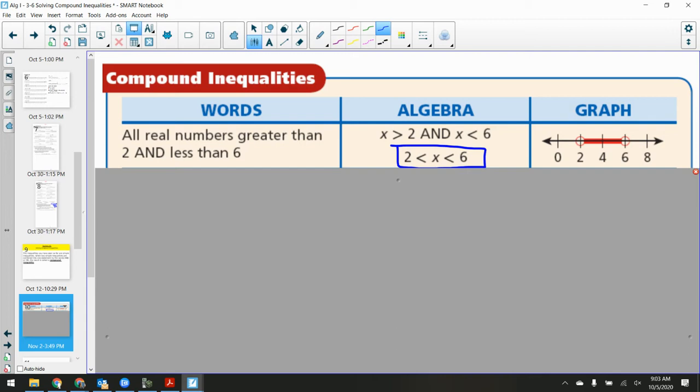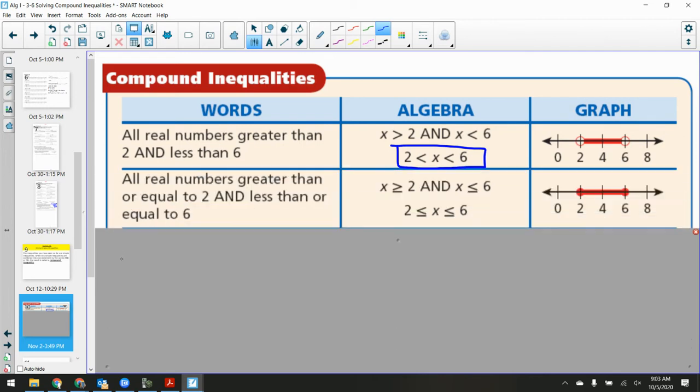The rules about open or closed dots still apply. If I put the or equal to, obviously I just fill in those dots. So go ahead and copy this one down too. If I say all numbers greater than or equal to 2 and less than or equal to 6, again, box this please with the one single statement.